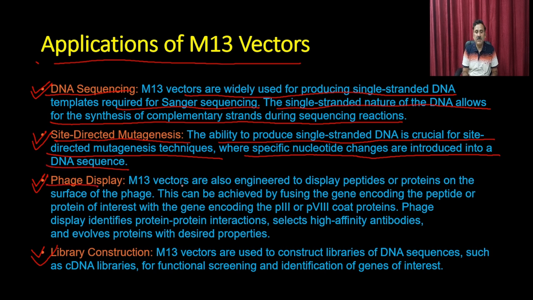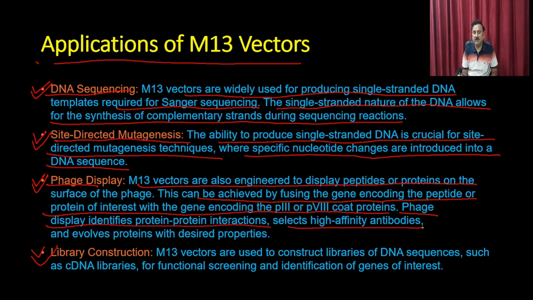Then we have the phage display. M13 vectors are also engineered to display peptides and proteins onto the surface of the phage. This can be achieved by fusing the gene encoding the peptide or the protein of interest with the gene encoding the P3 or P8 coat proteins. Phage display identifies protein-protein interactions, selects high affinity antibodies, and evolves proteins with desired properties. So, this is a very important application of the M13 phage vector, because they can be used in the phage display. Then they are also being used for library constructions.